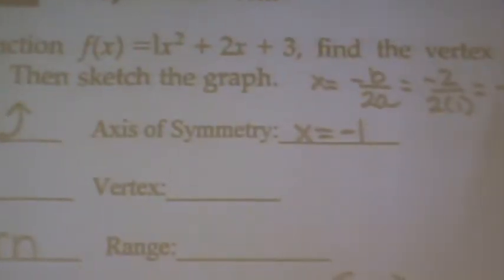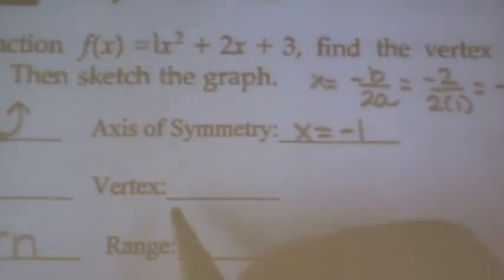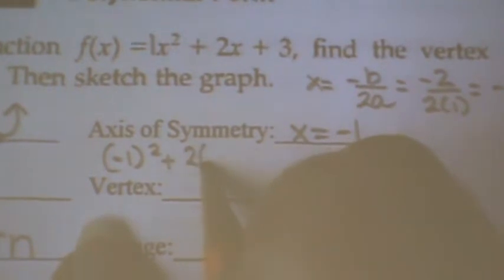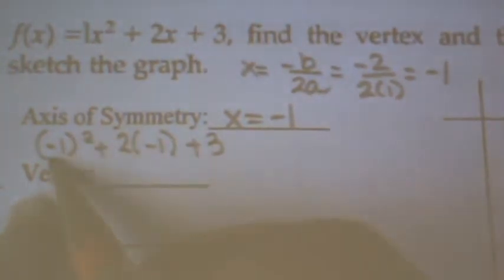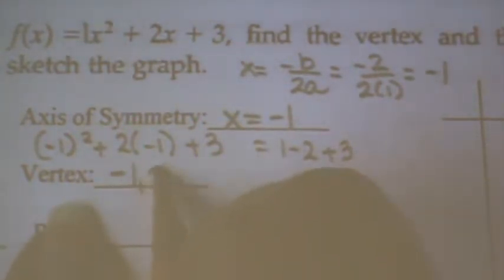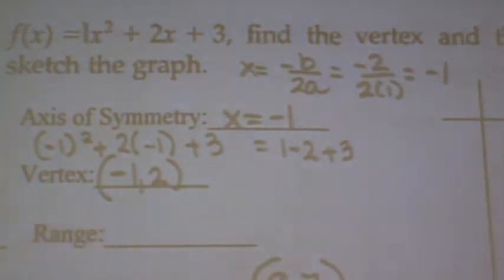We know the y-intercept is (0, 3). Let's find the vertex. How do you find the vertex? You're going to plug this x value in here. So what is negative 1 squared plus 2 times negative 1, and then plus 3? Well, this is 1 minus 2, so you have 1 minus 2 plus 3. What do you get? Negative 1, 2. That's your vertex. Negative 1, 2.